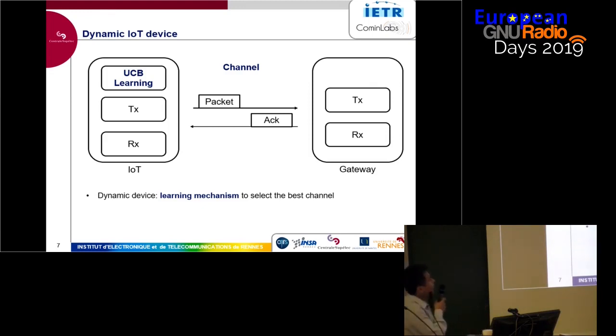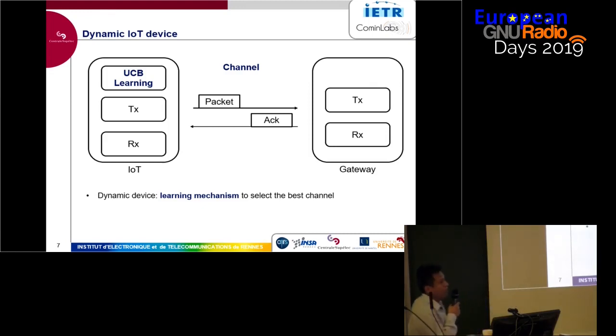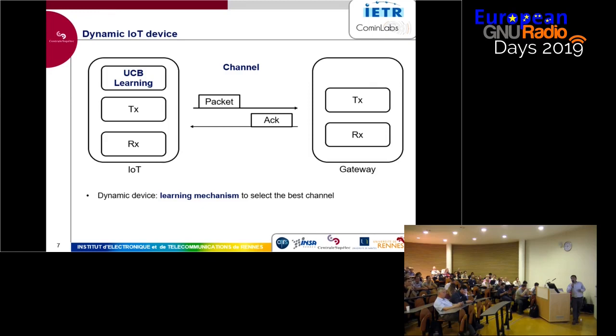In this case, we implement a UCB algorithm, which denotes an upper confidence bound bandit algorithm that has been studied a lot in the literature. This algorithm makes a decision after a successful packet transmission in a given channel. Let's say that this IoT sent a packet several times in a given channel to the gateway, and since the transmission is successful, the algorithm takes into account the ratio of the number of successful packets given the number of trials to communicate with the gateway to keep trying on this channel. Otherwise, it will try to move or explore different channels.